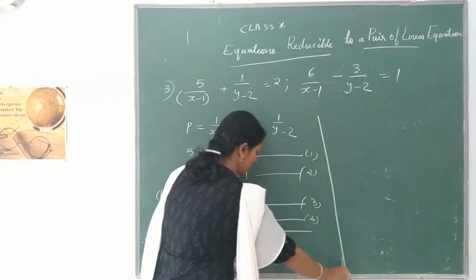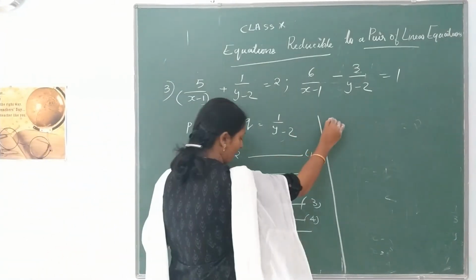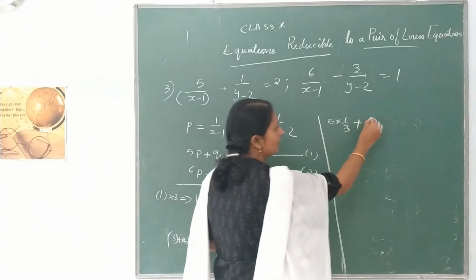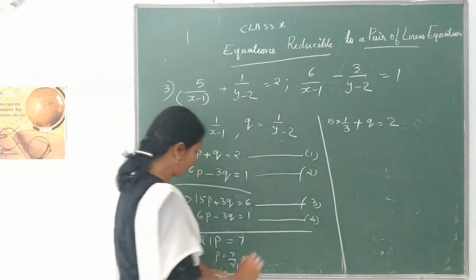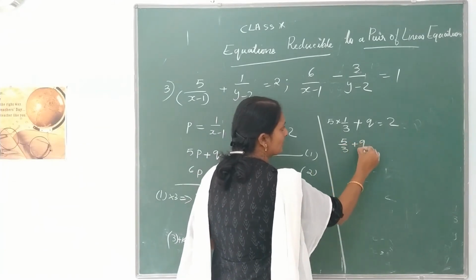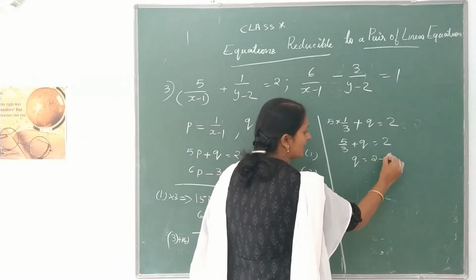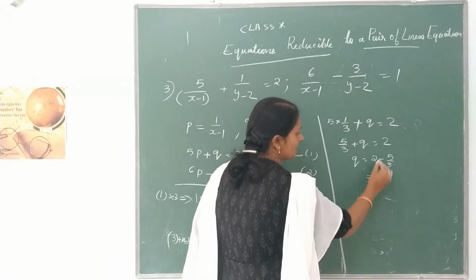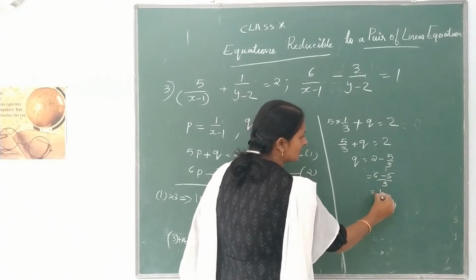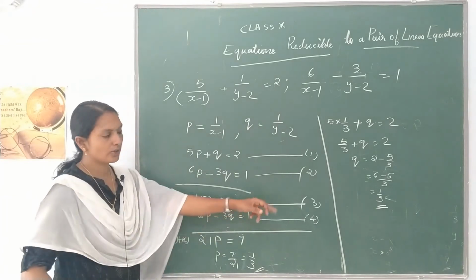Then substitute this in equation number 1. That is 5 into 1 by 3 plus q is equal to 2. That is 5 by 3 plus q is equal to 2. Then q is equal to 2 minus 5 by 3. That is 6 minus 5 whole divided by 3. That is equal to 1 by 3. P as 1 by 3 and Q as 1 by 3.